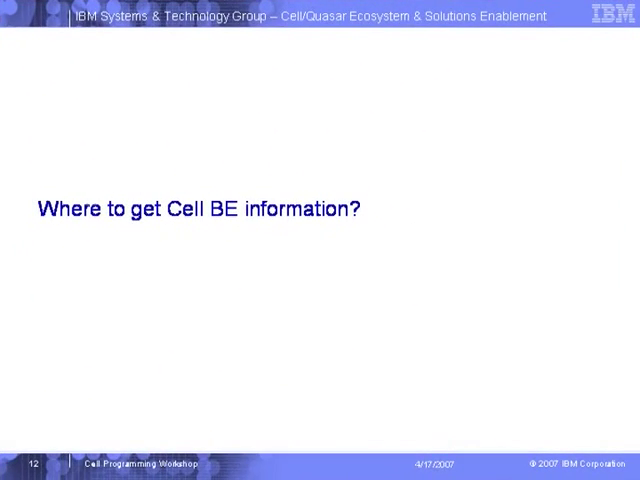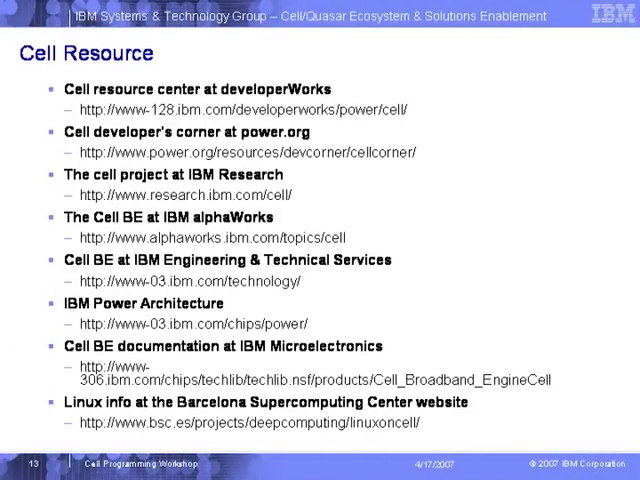Where to get the Cell information? You have a lot of places to go. IBM has spread out a lot of information. The key site is the Cell Resource Center at developerWorks, at the power zone slash cell. We also maintain some cell corners at power.org, the Cell project at IBM Research, alphaWorks, and so on.